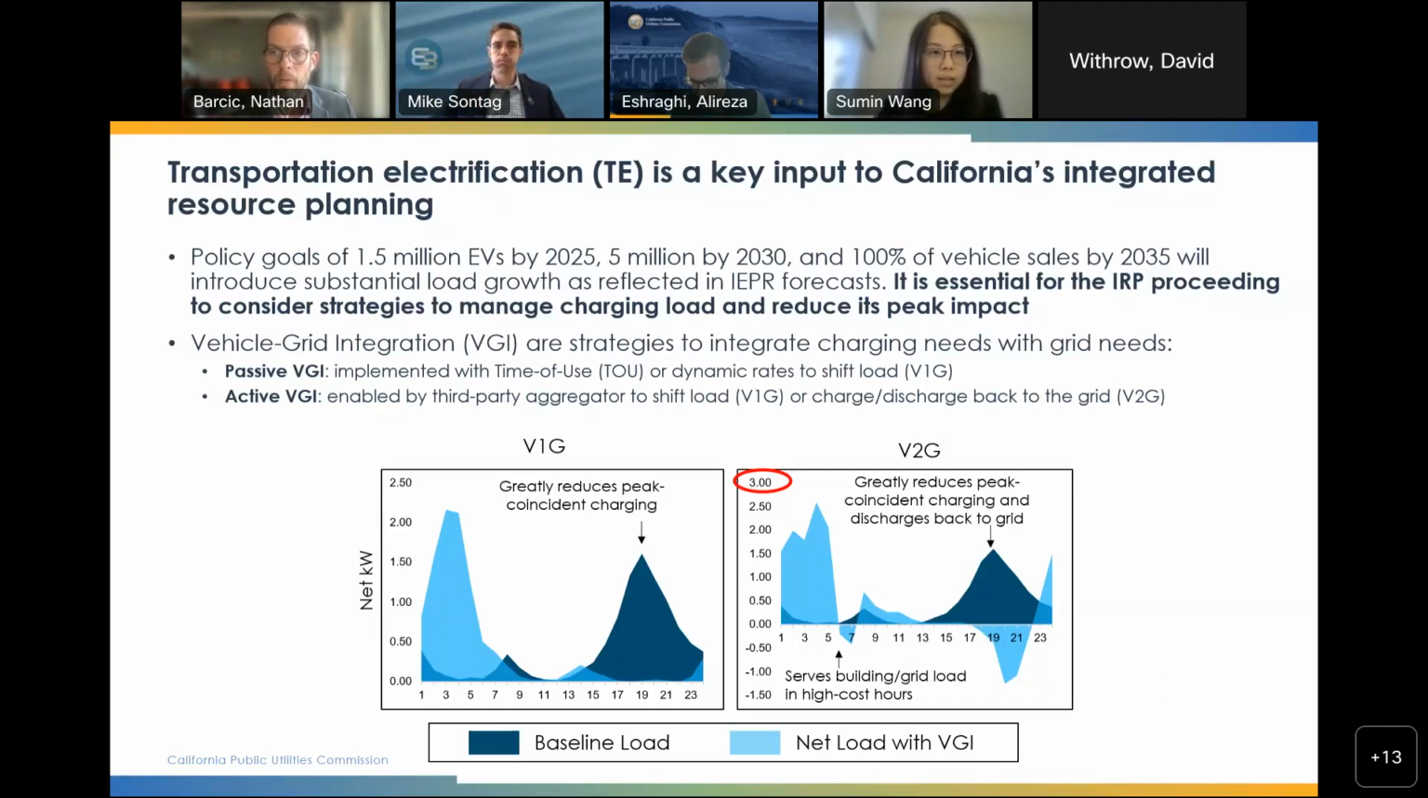The one is passive VGI, which is usually incentivizing EV charging load shift with time of use rates. But on top of that, you can still do active VGI, which can be enabled by third-party aggregators to further shift the load beyond the time of use rates. And within each, you can either do V1G, which is basically shifting load from the peak periods to the off-peak periods, but with unidirectional charging. But you can also do V2G, which allows the vehicles to not only charge, but discharge to the grid. So it's like bidirectional charging. If we can go to the next slide.